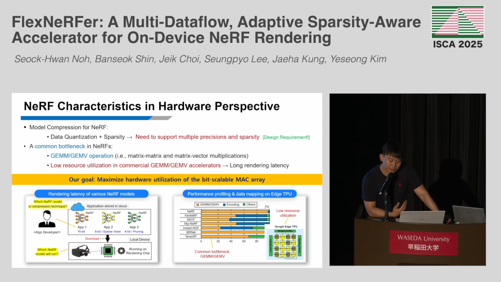Based on what we've seen so far, our goal was to design a new architecture that can efficiently support various levels of precision and sparsity, and overcome the low resource utilization problem of existing GEMV accelerators. Let's go over the design requirements.